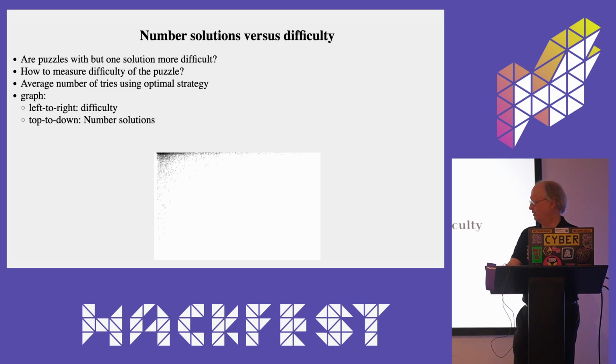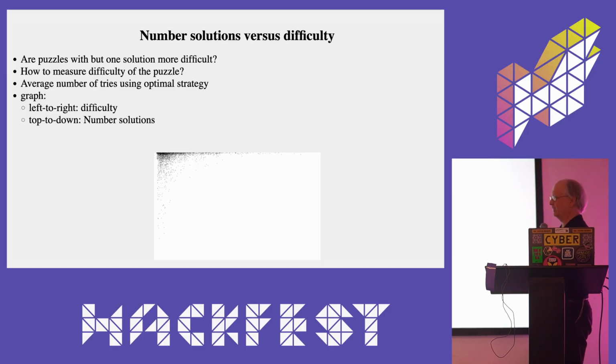Okay, so I've come up with this graph for all the puzzles that I had generated. You see that from left to right is the difficulty, and from top down is the number of solutions. Most of the points are in the corner, because there are many puzzles that have just one solution, so they're all in the top line here. And also there are more easy puzzles than difficult puzzles.